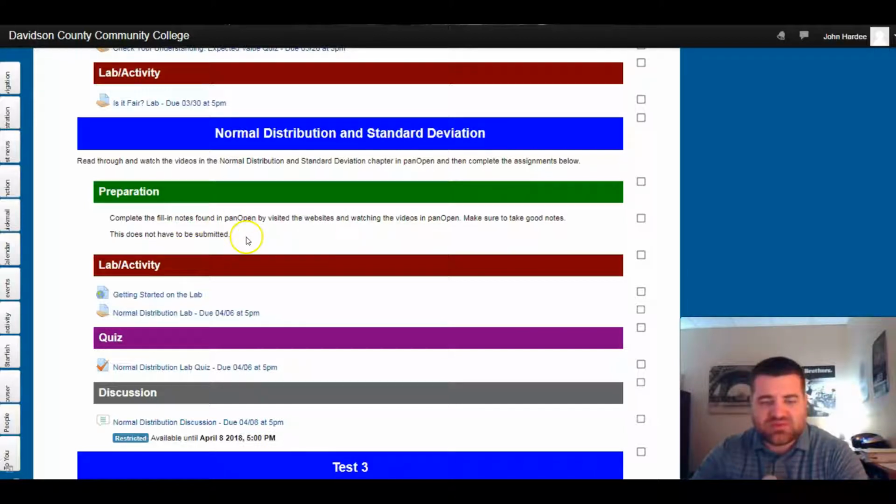So in Pan Open, there is going to be a place where you can click and download some fill in the blank notes, and they'll look almost exactly the same as what Pan Open has. So there will be all the little places. You'll see in Pan Open there's places where you can just plug in definitions and do some examples and things like that. And make sure as you're going along with the fill in the blank, the websites that are in there are what you need to be looking at.